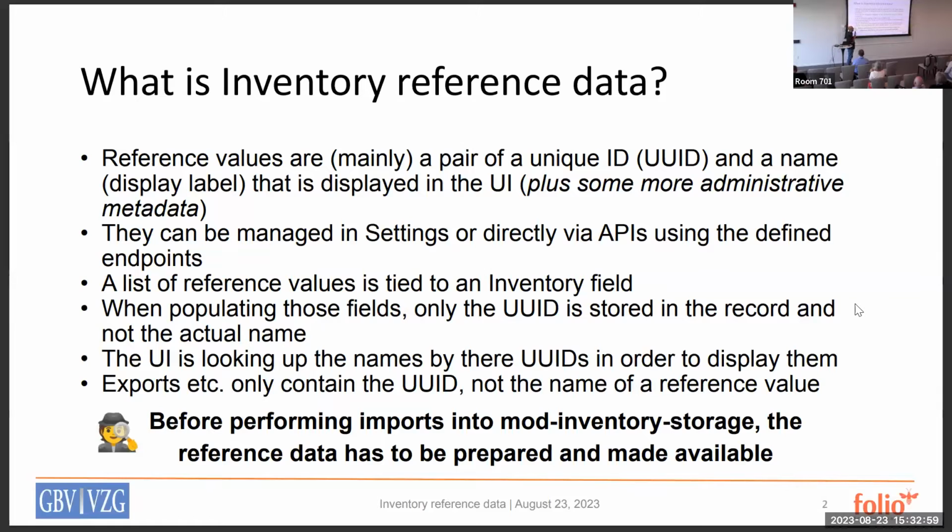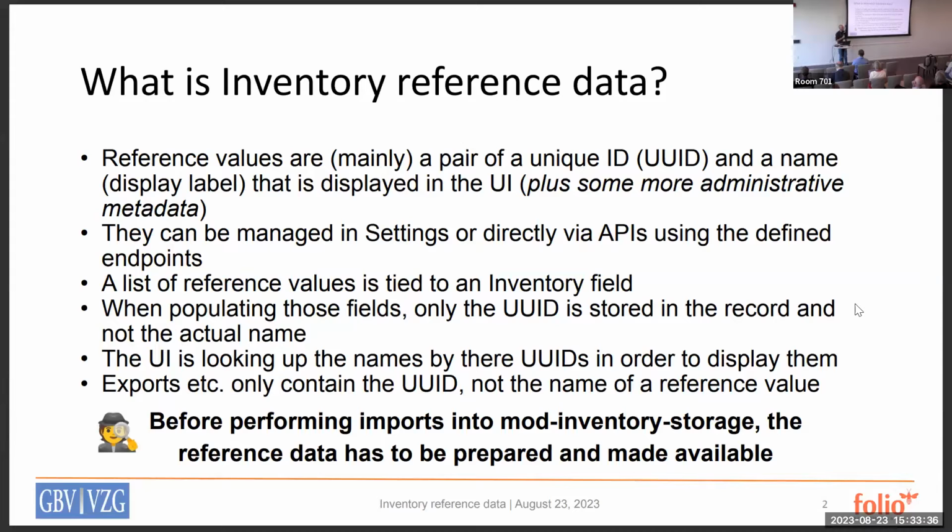Okay, so those of you who are familiar with reference data from inventory will already know it, but just as an introduction and a recap, I will talk shortly about what is inventory reference data. So what do we mean when we say it? They are mainly a pair of a unique ID, so a UUID that is used in FOLIO, and a name or a label, better to say, that is then displayed in the UI.